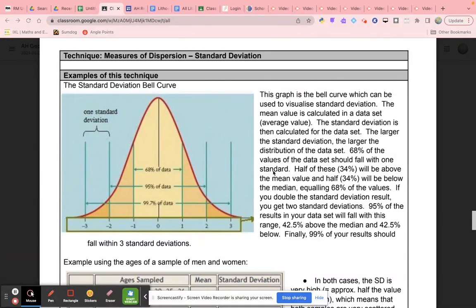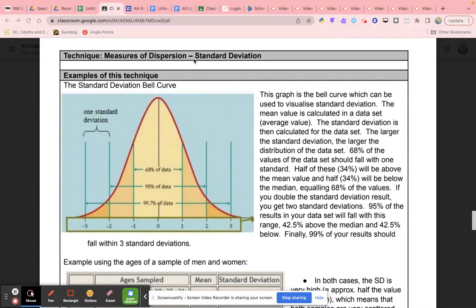Now, the first thing to acknowledge about the standard deviation test is that, unlike tests like the Pearson test, the Spearman test and the chi-square test, which are statistical inferential tests, this is a descriptive test. It allows us to describe a data set.